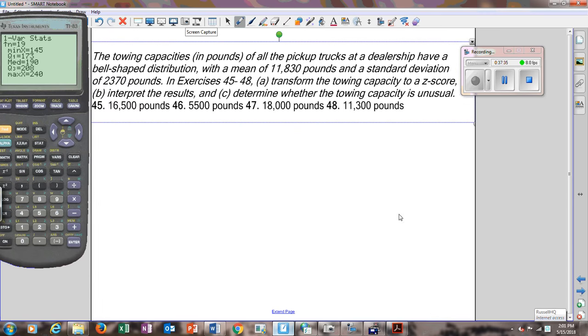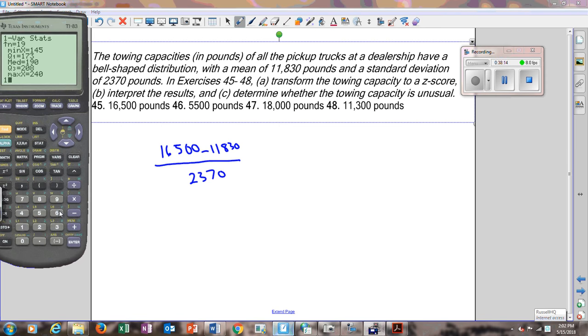All right, 45. First one, we have to find a z-score. It says towing capacity is mean 11,830, standard deviation of 2370. Transform the towing capacity to z-score, interpret the results, and determine whether the towing capacity is unusual. So we would start with 16,500 for number 45, minus 11,830, and you divide that by your standard deviation, which is 2,370.